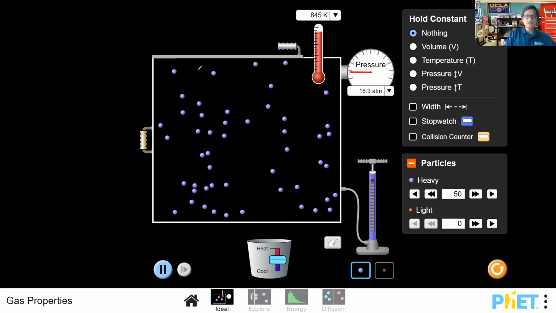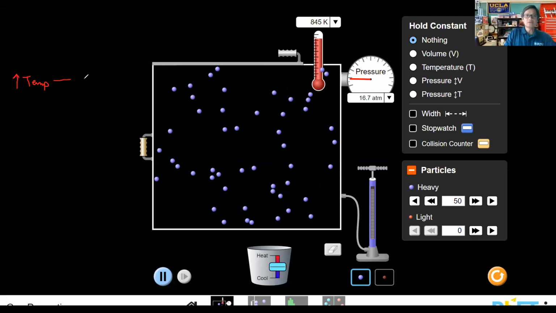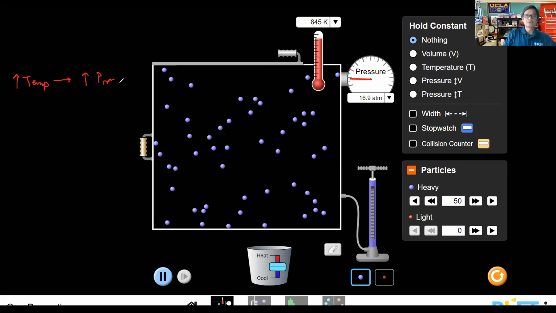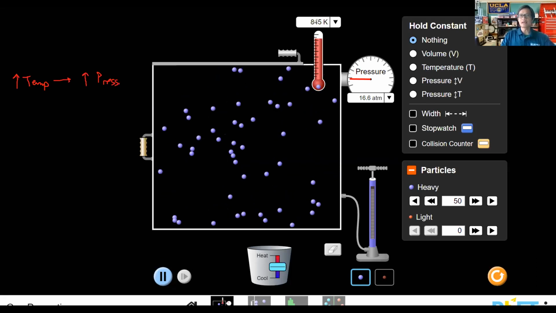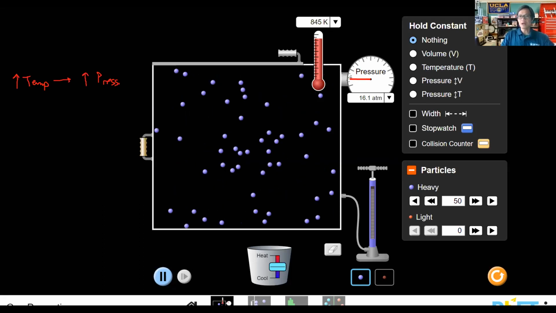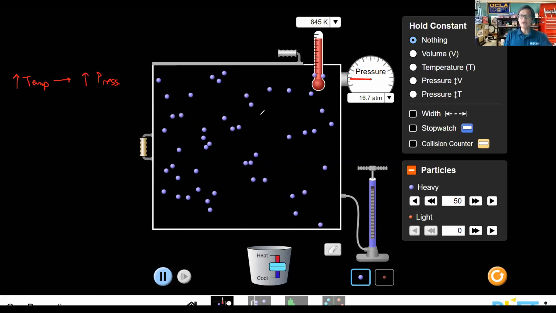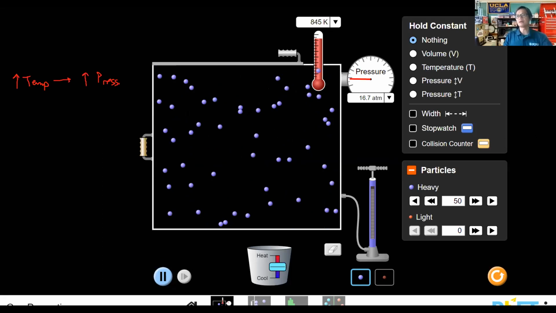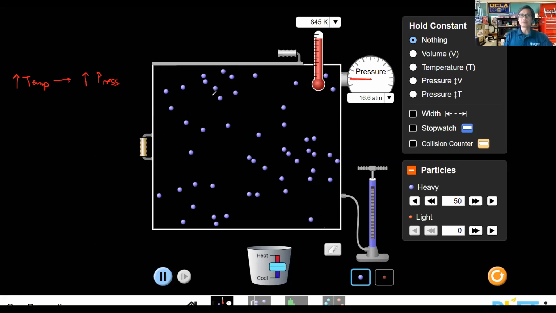As we increase the temperature by adding in heat, what did that do? That increased the pressure. You notice that as the temperature went from 300 Kelvin up to 845 Kelvin, the pressure went up. But look what happened to the particles, folks. They're moving faster, and therefore they have more collisions. Exactly what we just talked about in the previous discussion when we talked about kinetic energy. They are colliding more here.